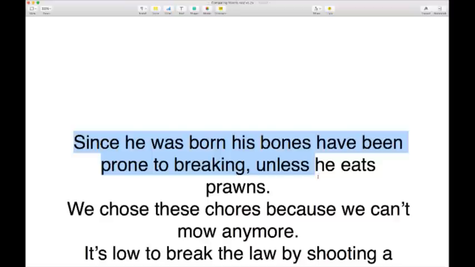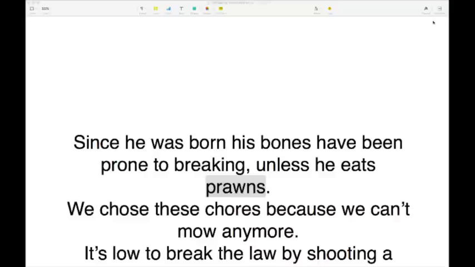Since he was born, his bones have been prone to breaking unless he eats prawns. A very silly sentence, of course. Since he was born, there's your or, since he was, that's a schwa there, since he was born, his bones, diphthong, his bones have been prone, diphthong, to breaking unless he eats prawns. Let's have a look at that. Since he was born, his bones have been prone to breaking unless he eats prawns.